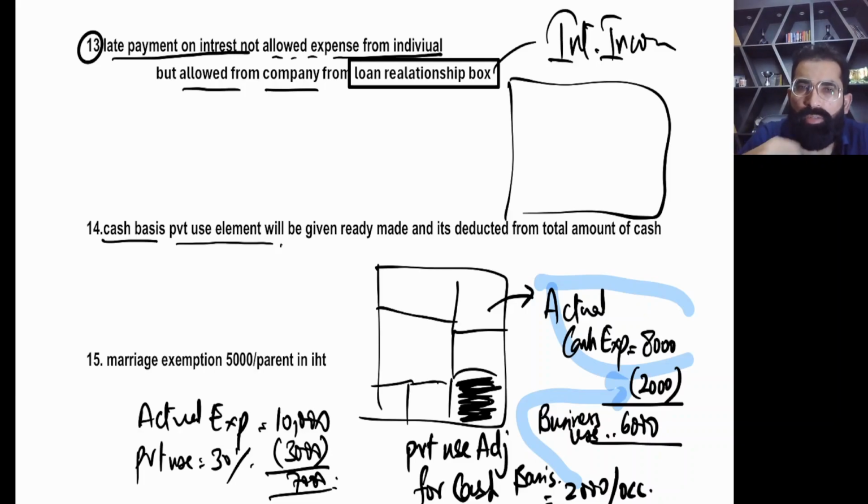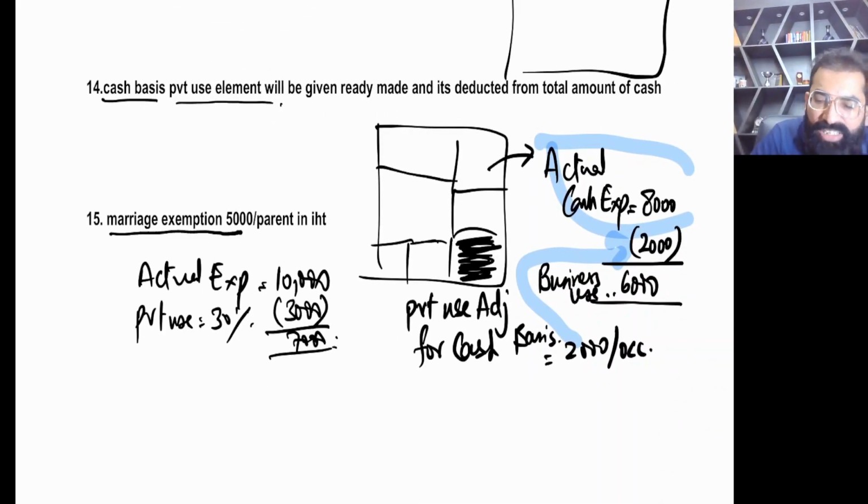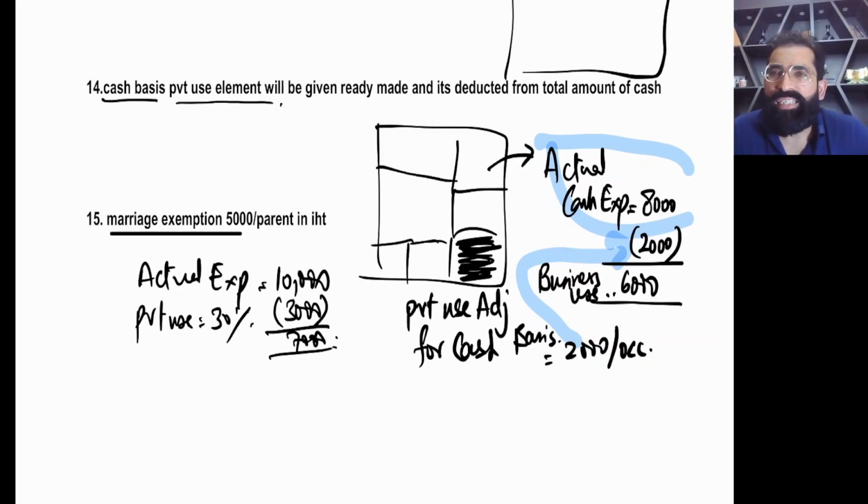So one more thing, point number 15 is marriage exemption. Hope you remember IHT. In IHT, if parents give gifts to son or daughter at the time of marriage, then 5,000 is exempt. 5,000 is totally exempt. The excess is paid. But this is 5,000 per parent, separate for husband and separate for wife.